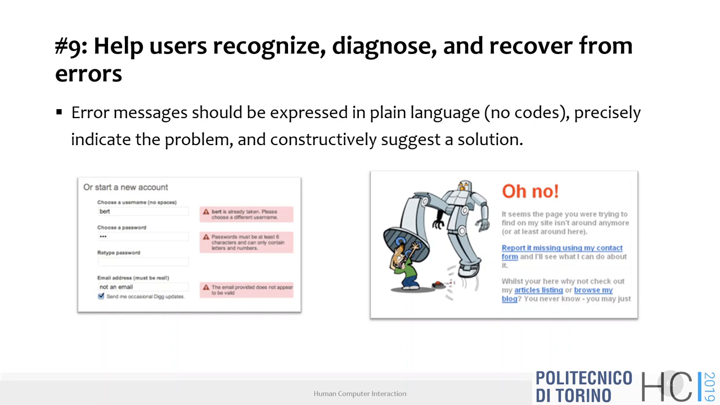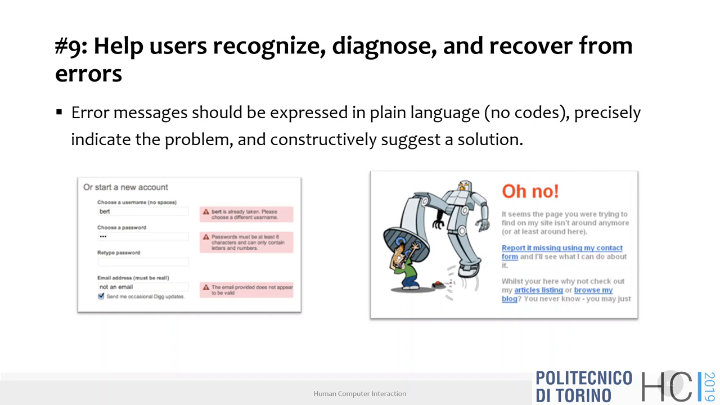For example, your username is already taken, please choose a different one. In many cases, they are already suggesting what new username you could enter. They are all bad ones, we never choose them, but that's a suggestion. Password must be at least 6 characters and can only contain letters and numbers, for example. So what went wrong? They don't give you suggestions here, they only tell you what's wrong. The email provided does not appear to be valid. So what's the reason? Or what are the actions?